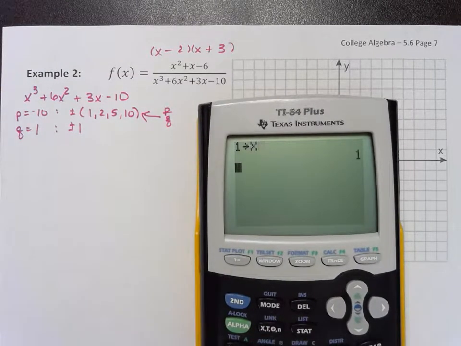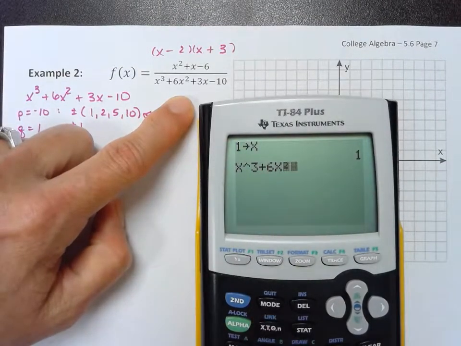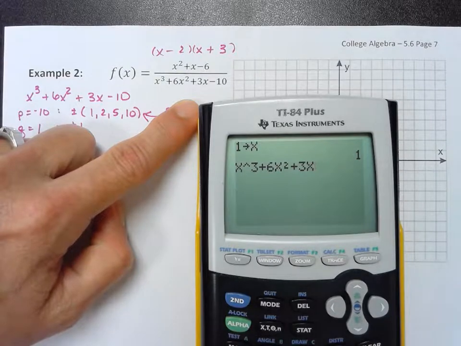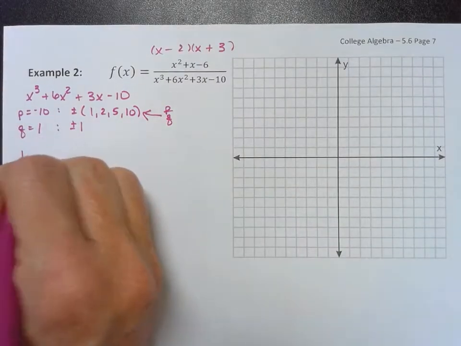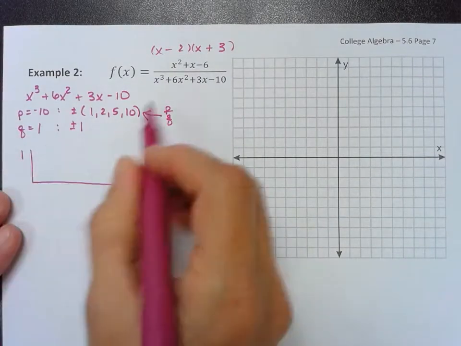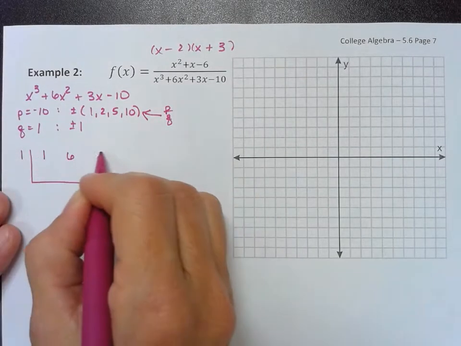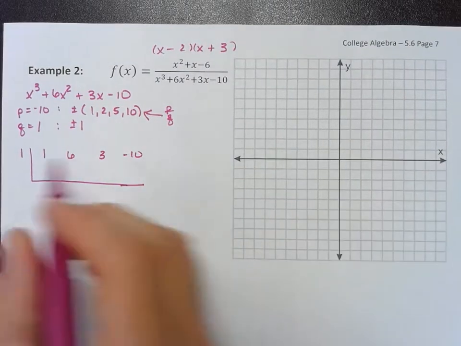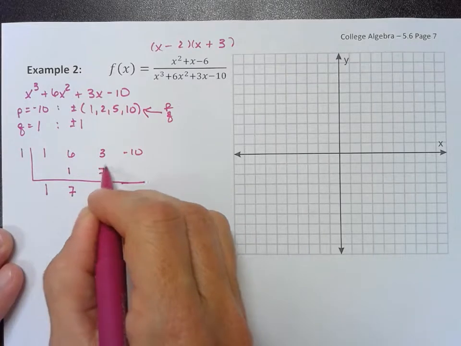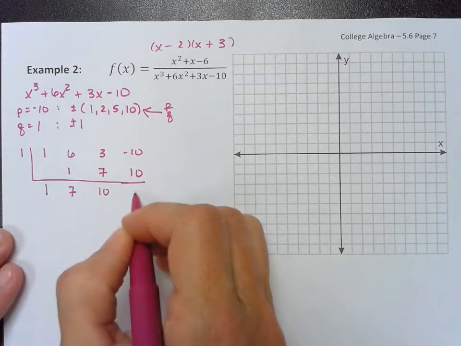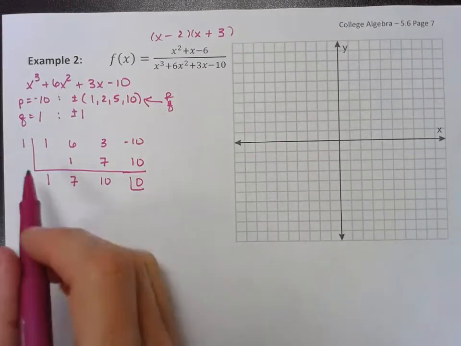Once we do x enter, type in the function. Oh, we got 0 right away. So we stop. We know 1 works. 3, 2, 1, 0. So 1, 6, 3, -10. Bring down the 1 and multiply. Add, multiply, add, multiply, add. That's a good thing.